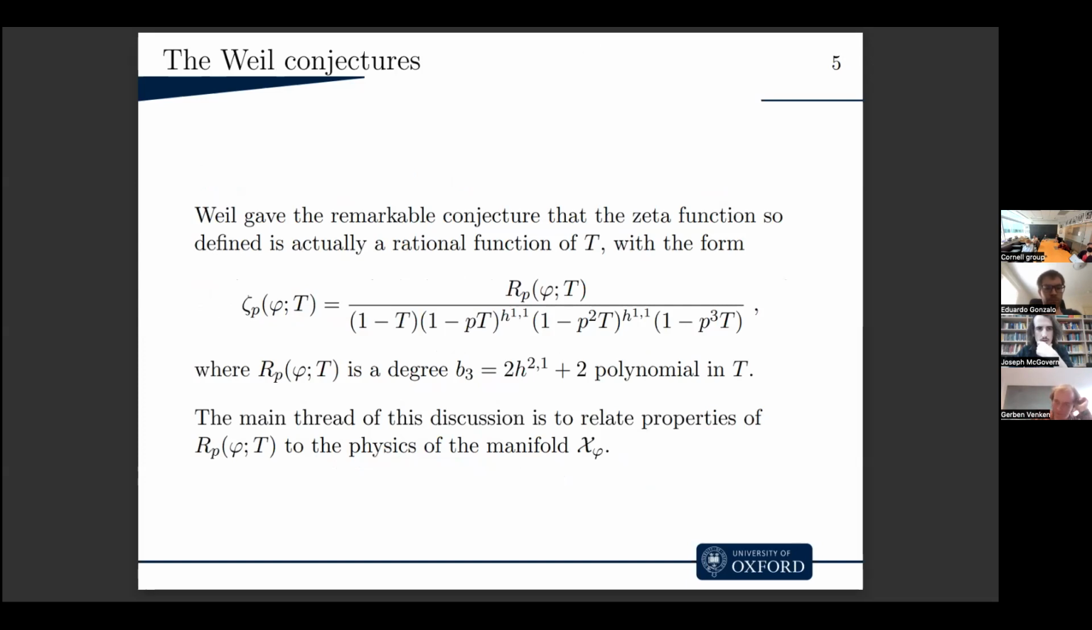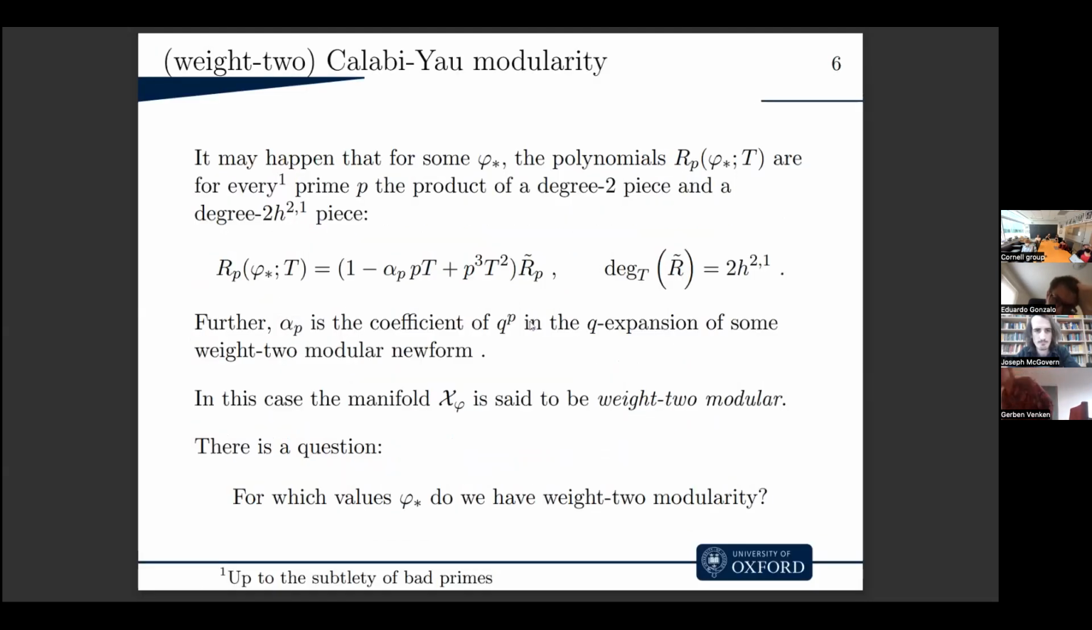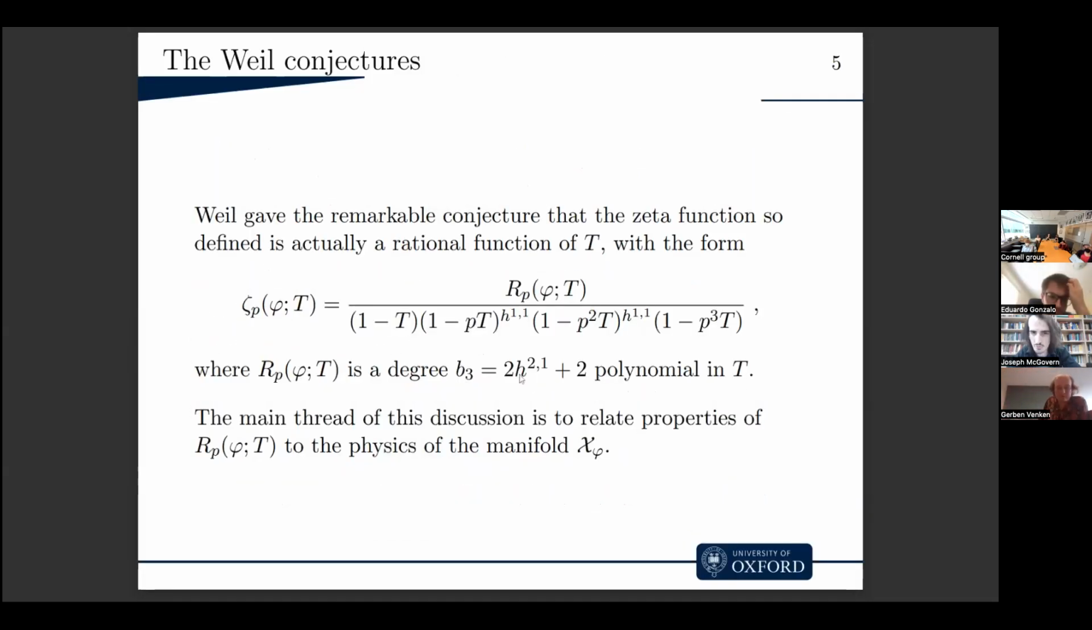Now, what's amazing is that there are conjectures due to Weil that this zeta function, as a function of t, takes on this rational form. So the denominator is the less interesting part. It doesn't change as you vary the complex structure moduli, but the numerator does vary. And the degree of the numerator is the third Betti number.